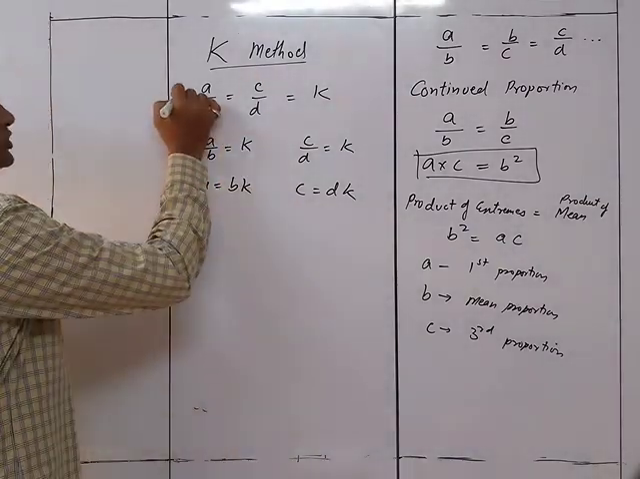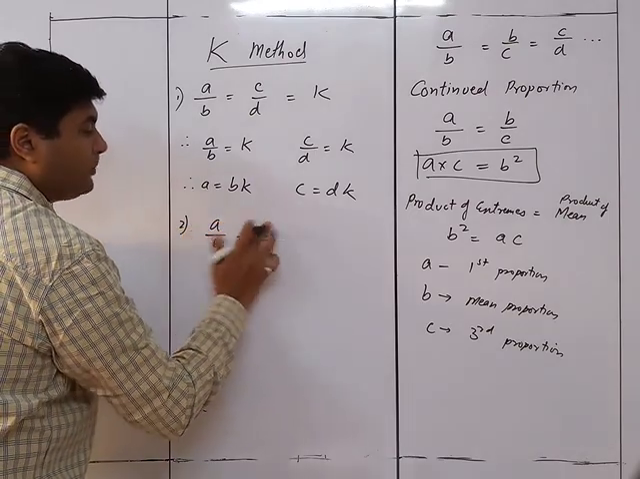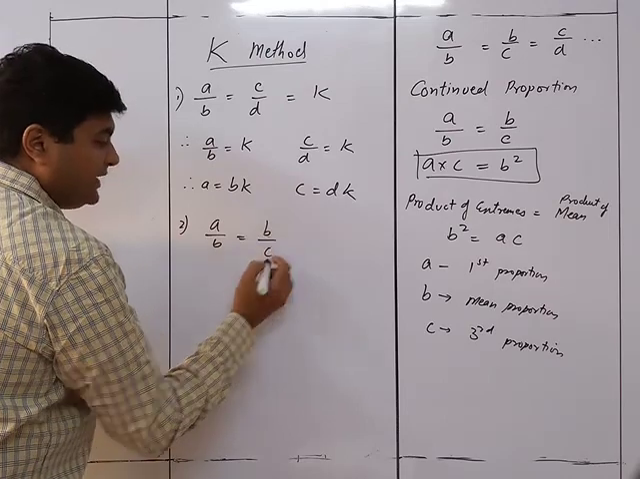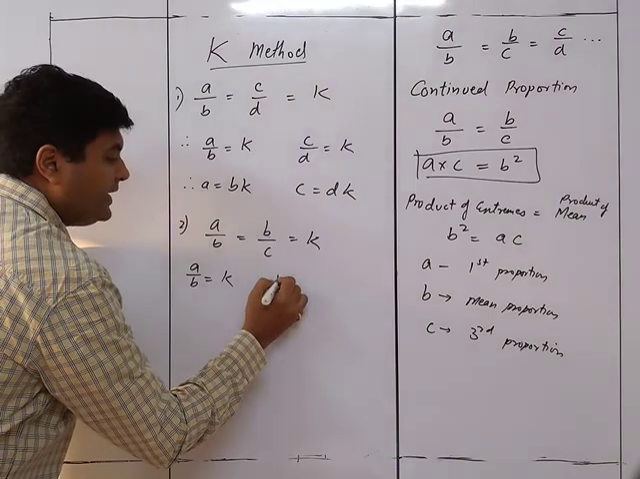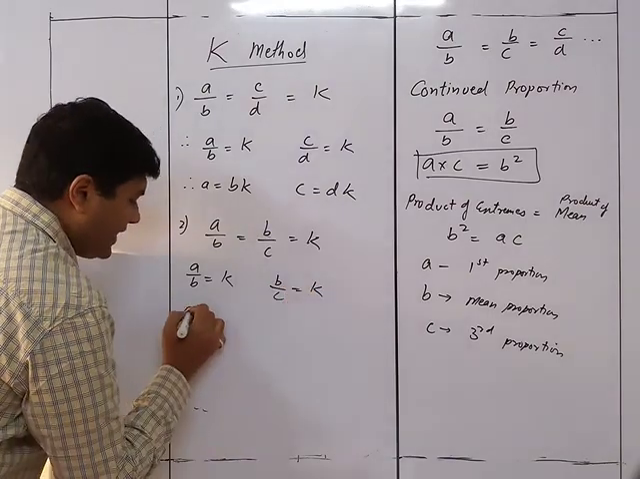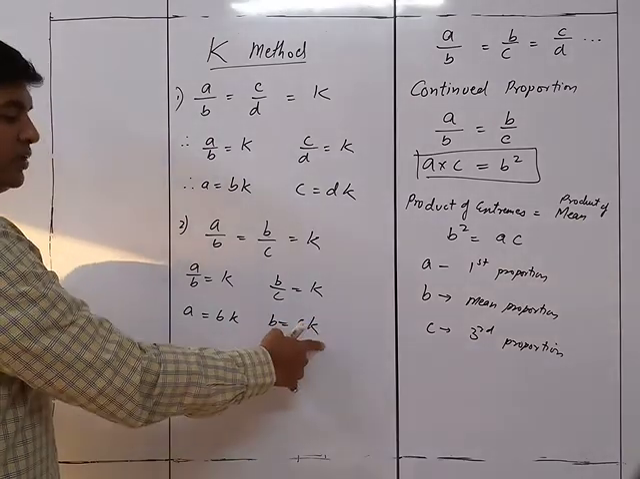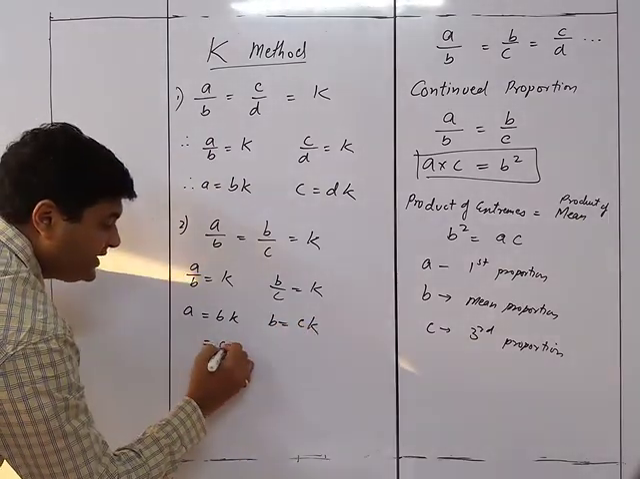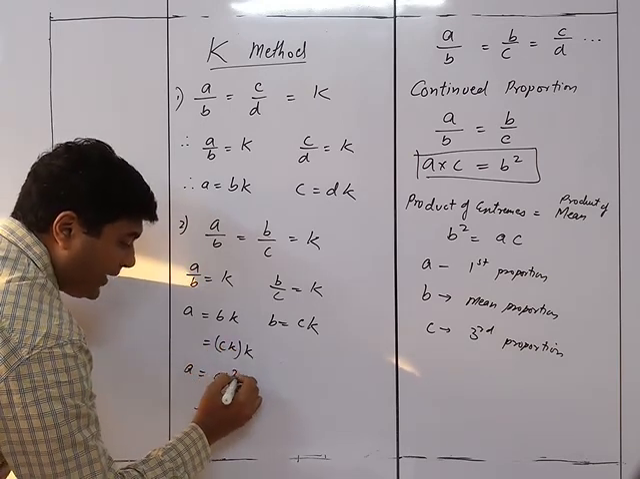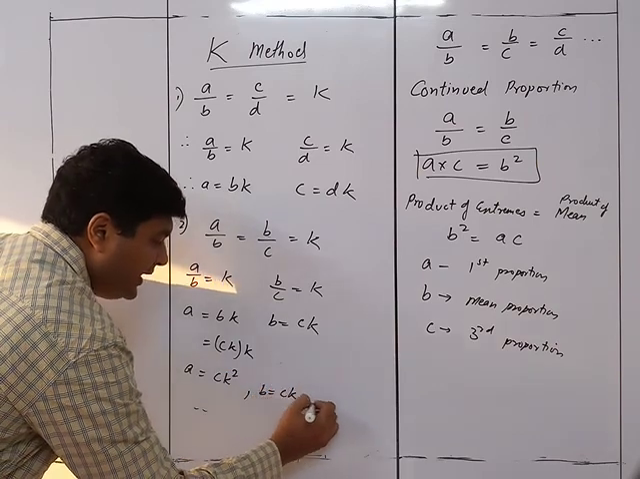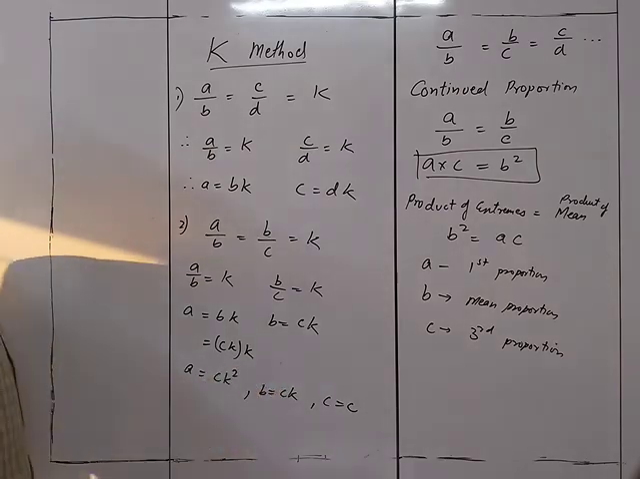If it is continued proportion, this was the first part. Second part: if it is continued proportion, A upon B is equal to B upon C is equal to K. Then A upon B is equal to K and B upon C is equal to K. So A is equal to BK and B is equal to CK. Now because B is equal to CK, I'll put the value over here also. It will be CK into K. So A is equal to CK square, B is equal to CK and C will be equal to C. This is how you are substituting the values of A, B and C in that particular sum.